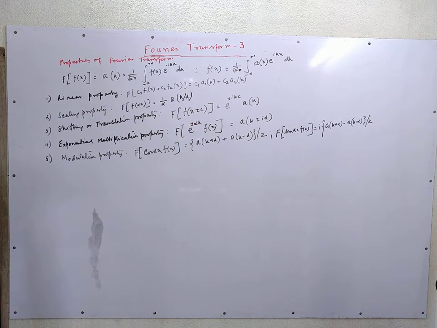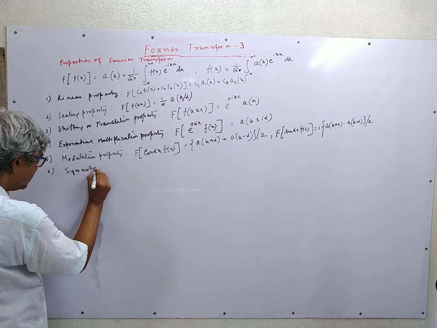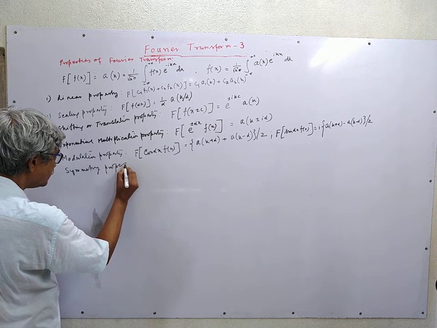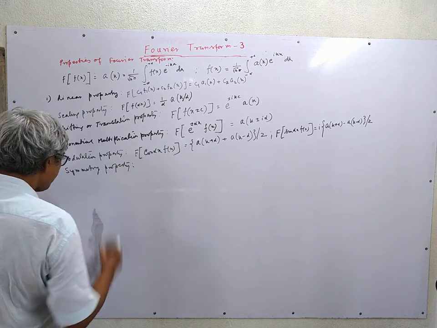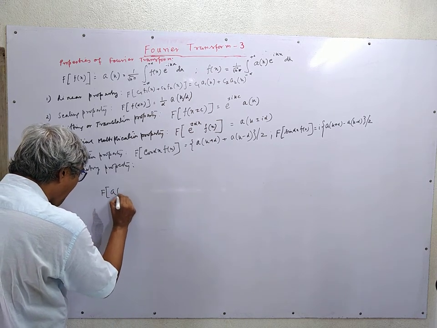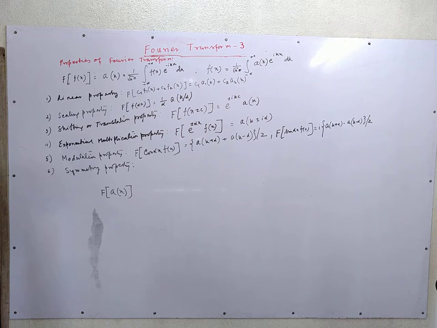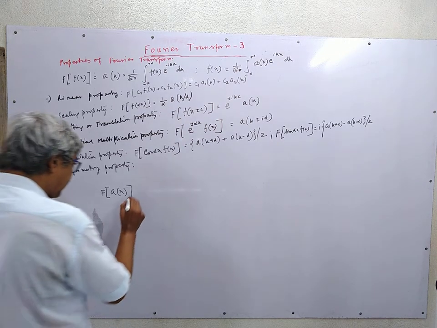Now we consider the symmetry property. The symmetry property means that it deals with the Fourier transform of A of x. A of x. Now we know the definition of A of x.